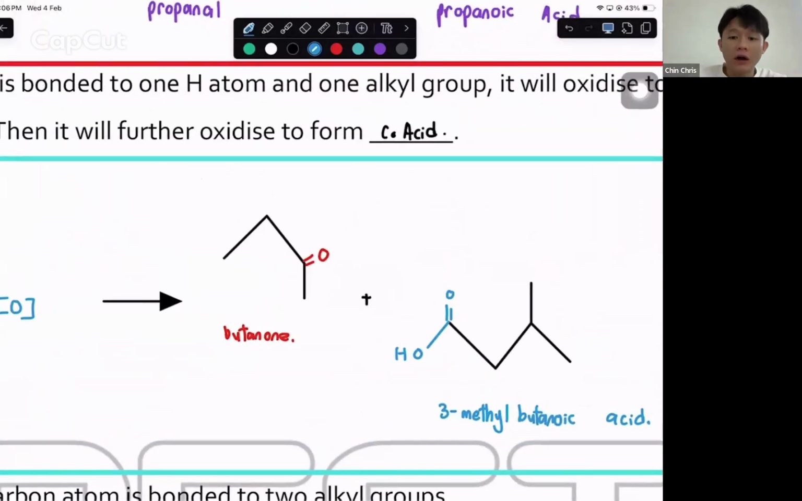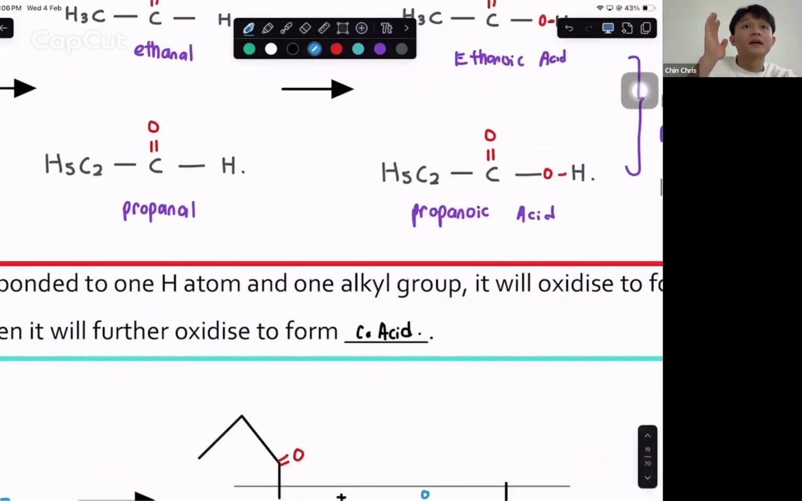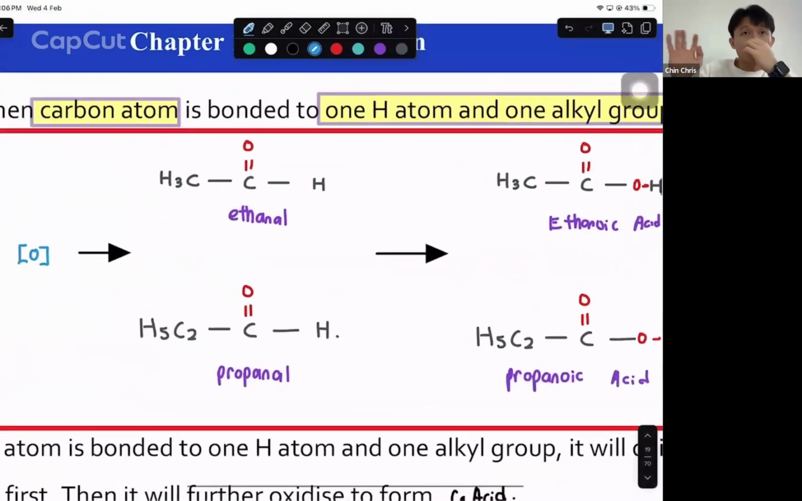Oh, aldehyde is a partial. It's midway. The final product is always a carboxylic acid. Aldehyde is formed first as an intermediate product.